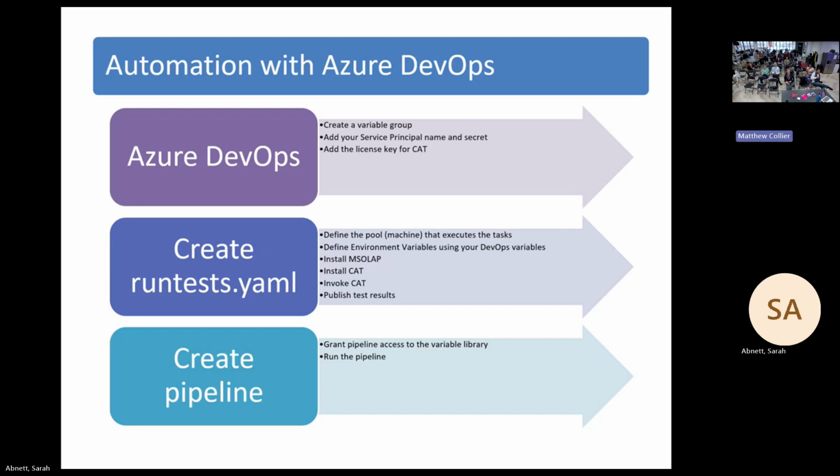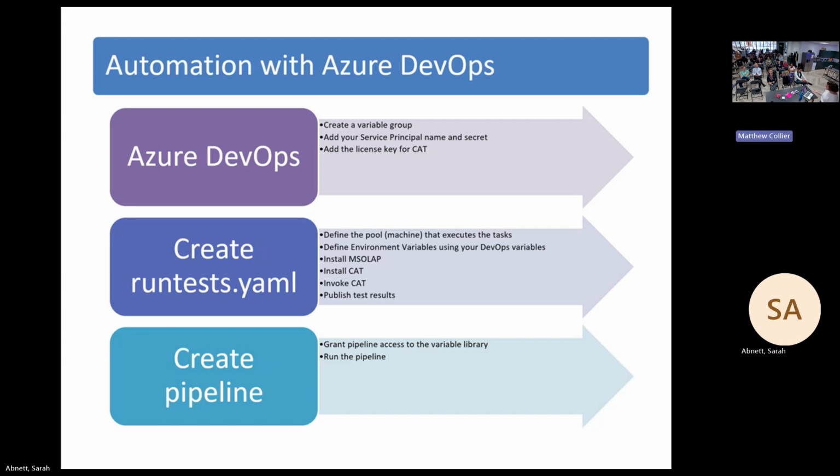Does anyone not know what Azure DevOps is? It's a platform for source control, so you can keep your code in it and deploy your code from Azure DevOps. You can also do things like work items and Kanban boards. It's a really useful tool, but all we're doing with it today is using it as a way of automating the running of these checks. It's not actually going to deploy anything, it's just going to run the checks.